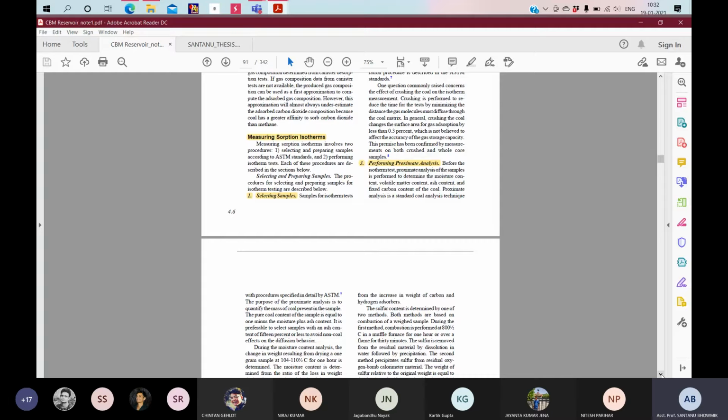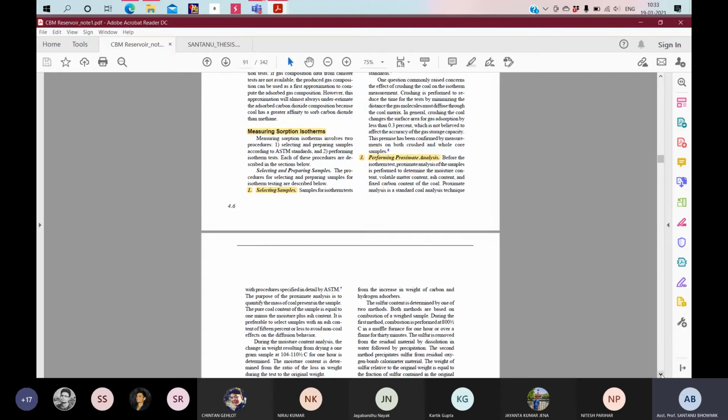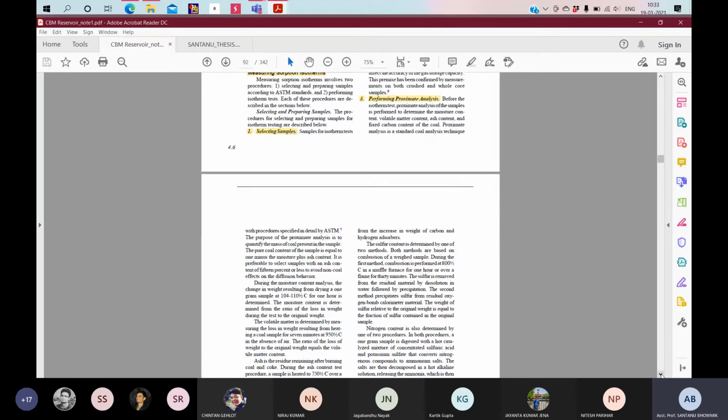Again, when you are going to do the testing, before you conduct the ASTM testing, you have to follow the proximate analysis and the ultimate analysis. The standard procedure for the proximate analysis and the ultimate analysis is there as per the ASTM method or as per the Bureau of Indian Standards method. Depending on what procedure you are going to follow, you have to maintain the same standard.